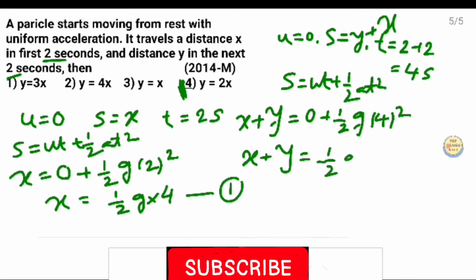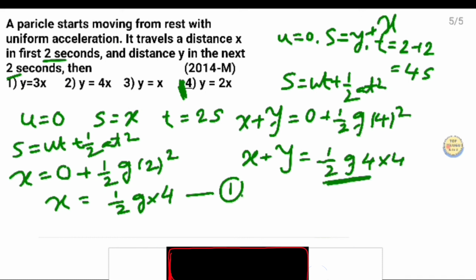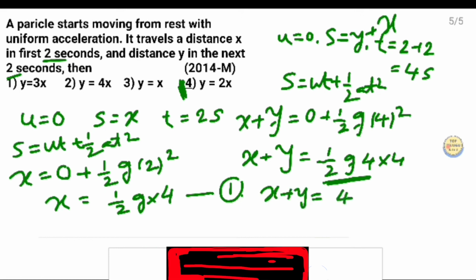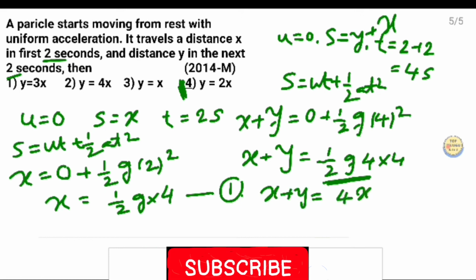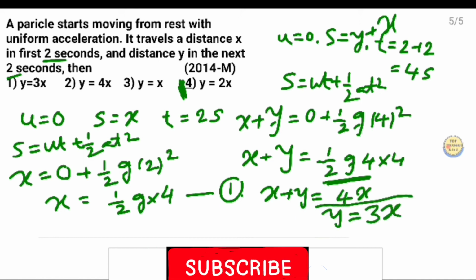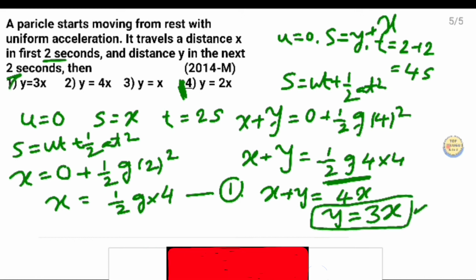So half g into 4 into 4. Half g into 4 is what? From equation 1, this is the x. Therefore x plus y is equal to 4x. So y is equal to 4x minus x, that is 3x. So this is the answer. So first option is the correct answer.